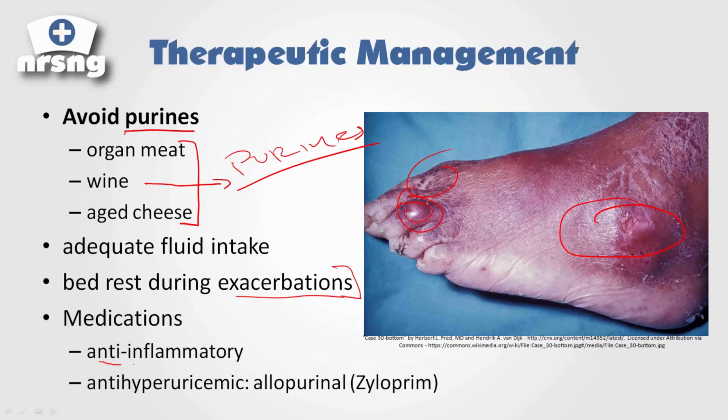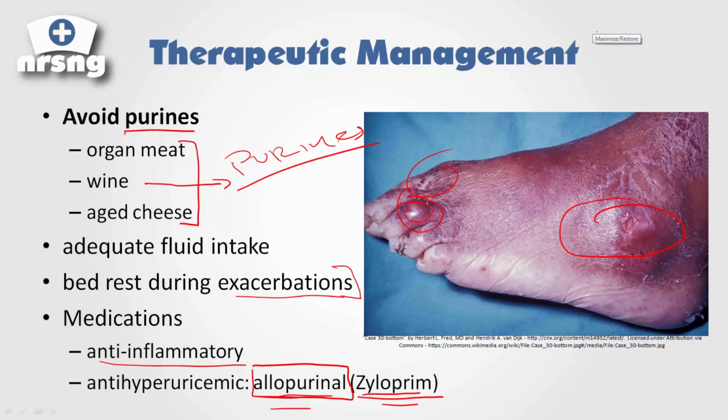Some of the medications we can give to our patients, of course, are going to be anti-inflammatories. And then one medication you need to keep in mind specifically for gout is this anti-hyperuricemic medication, allopurinol, also known as Xyloprim. Okay, this is the medication you're going to see given for gout. So if you have a patient in the hospital getting allopurinol, also known as Xyloprim, you need to automatically say, well, this patient must have gout. Or if you hear that a patient has gout, one thing you could do to really impress your professors or preceptor would be to ask, are we giving them allopurinol?